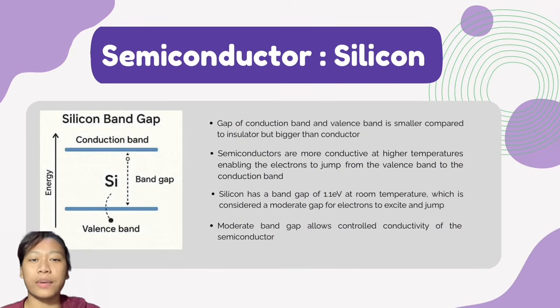The figure shows the band gap between the conduction band and the valence band for silicon. The gap for a semiconductor is smaller than an insulator but bigger than a conductor. Semiconductors work best in high temperatures as it enables electrons to excite and jump from the valence band to the conduction band. Semiconductors can work at room temperature as the minimum amount of energy needed for the valence electron to be excited is 1.1 eV. The moderate band gap that semiconductors have allows the conductivity to be controlled.